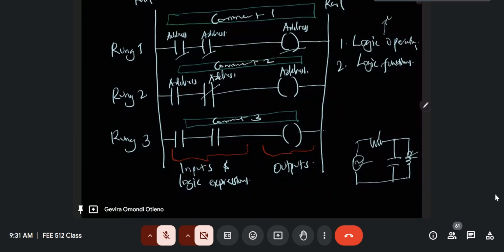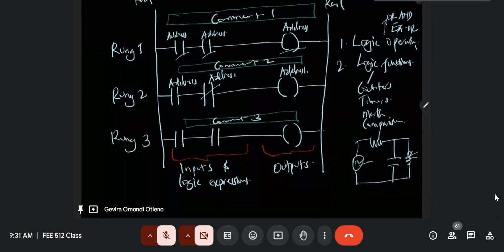Logic operations are the OR, AND, XOR, and so forth. The logic functions are things like counters, timers, the math, subtraction and stuff like that. You have comparisons, comparators, PID loops, data manipulation, data conversion. We look at those as logic functions, but the logic operations are the basic operations of OR, AND, NAND, NOR, and so on and so forth. Okay?